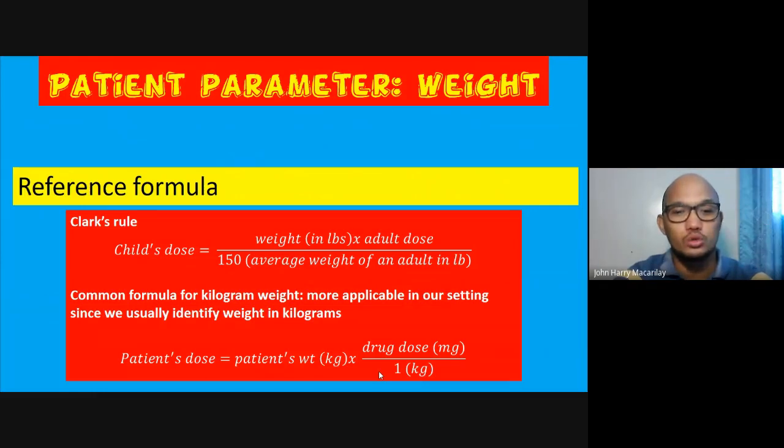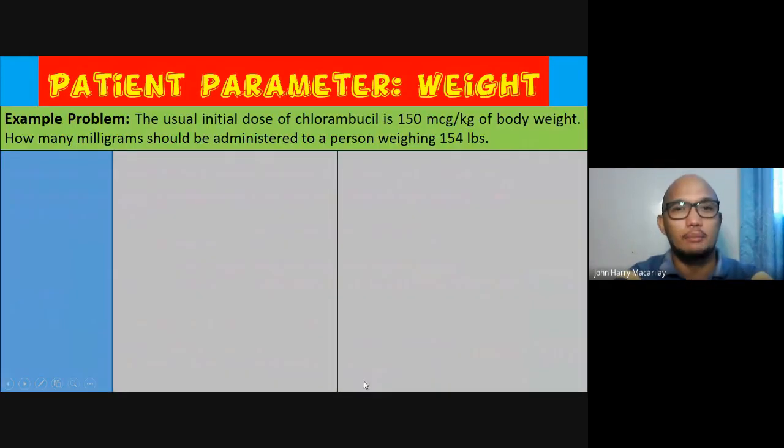Patient's dose or child's dose equals patient's weight in kilograms multiplied by drug dose in milligrams over 1 kilogram, or per kilogram. So let's discuss some examples of calculation of doses based on patient parameters.